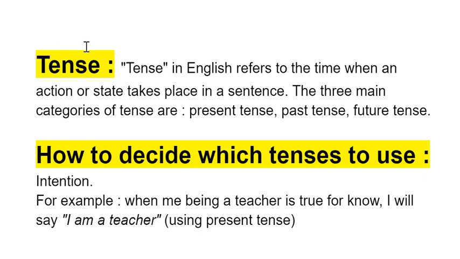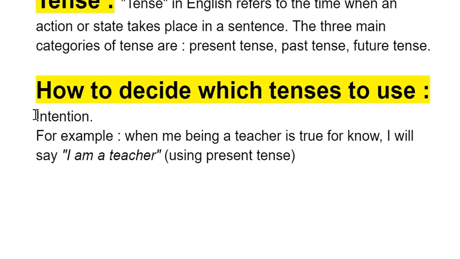The next one here, after you know the definition of tense, you have to know how to decide which tenses to use. We cannot just simply use any tenses we would like without any intention or simply saying randomly. So how to decide which tenses to use in your sentence whenever you write something or you say something? First of all, it has something to do with your intention.